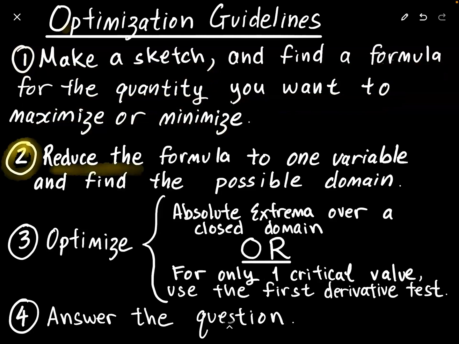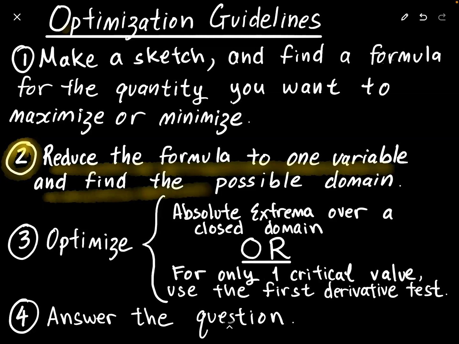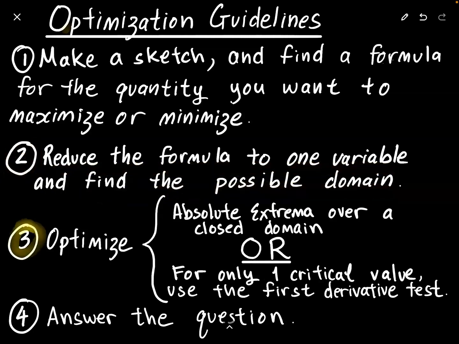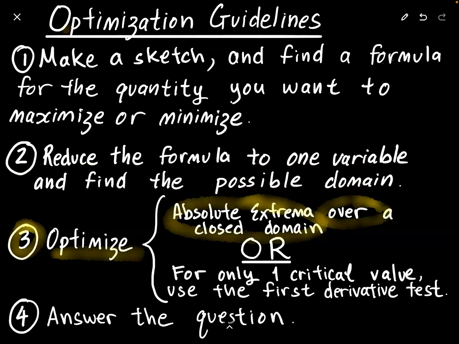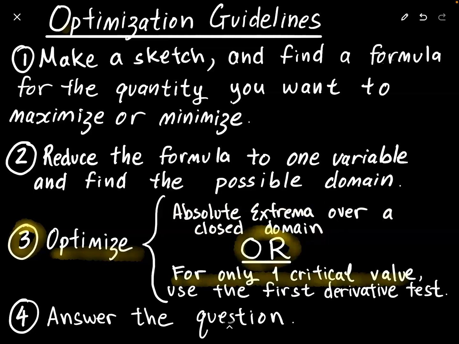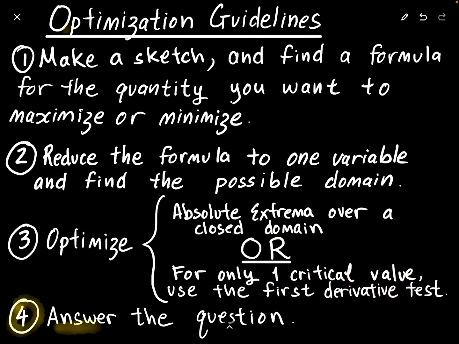Step 2, reduce the formula to one variable because you want to take the derivative of it, and also find the possible domain. Step 3, optimize. So you could use the technique absolute extrema over a closed domain, or if you only have one critical value on the domain, you could use the first derivative test. The first derivative test determines if your critical value is a local max or local min, but if you only have one critical value on the domain, then it will be an absolute max or absolute min. Step 4, answer the question that was asked in the word problem.